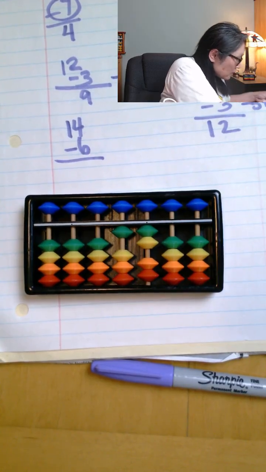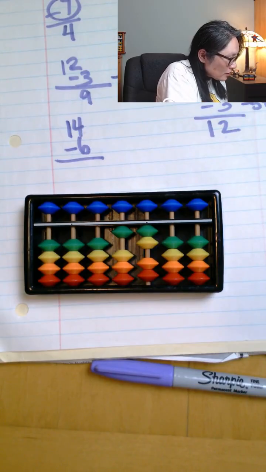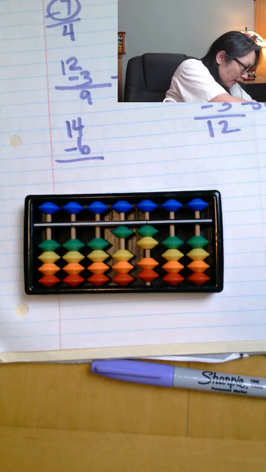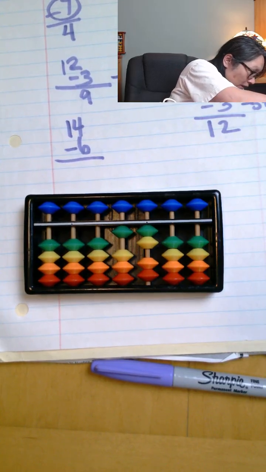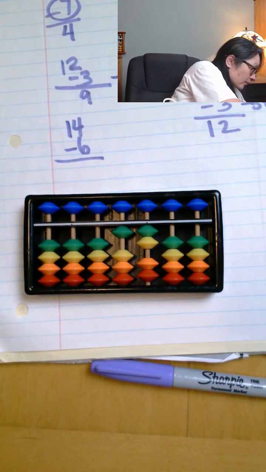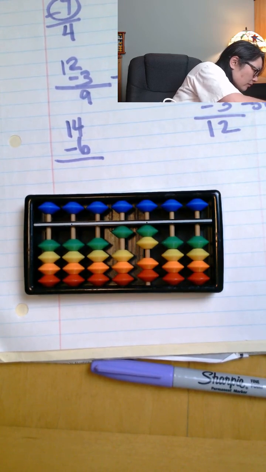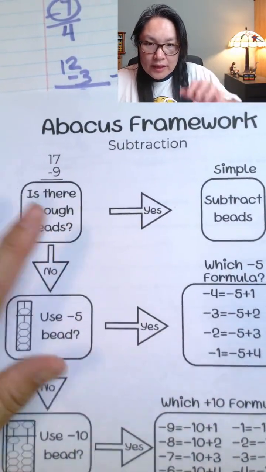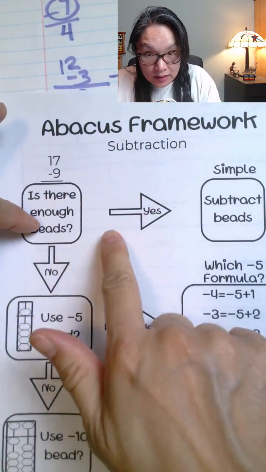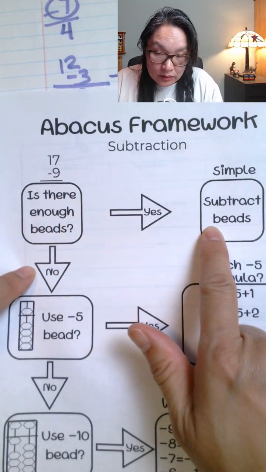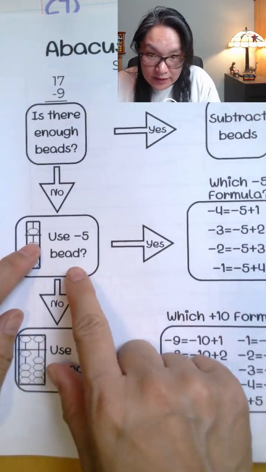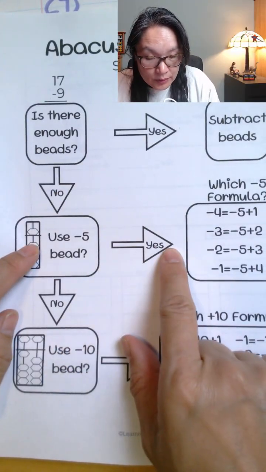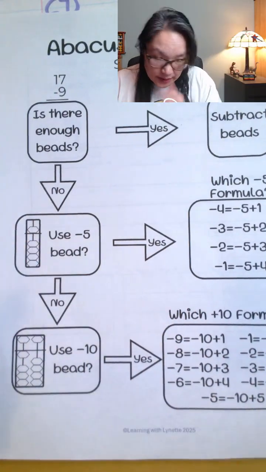Something like this. Where did I put it? I'm trying to find my sheet. Yeah, so it's something like this. It's a framework, right? The framework is, can you do it? Yes, then you add the beads. No, then you minus the 5. Can you minus the 5? No. Yes. Is that what you're talking about?